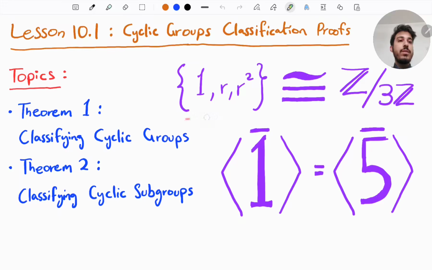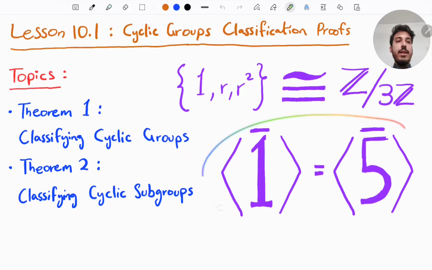So the first one says that if a cyclic group, such as the cyclic group generated by rotations in D_n, has 3 elements, then it is isomorphic to Z/3Z, which is the cyclic group of integers modulo 3. So in other words, any cyclic group with 3 elements would be isomorphic to this. And this is what we will be working on proving.